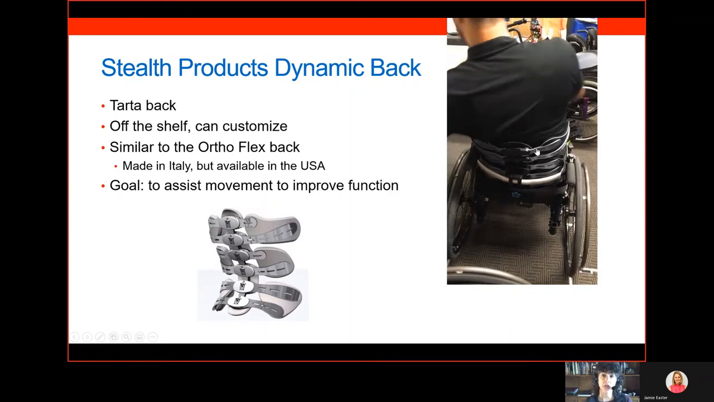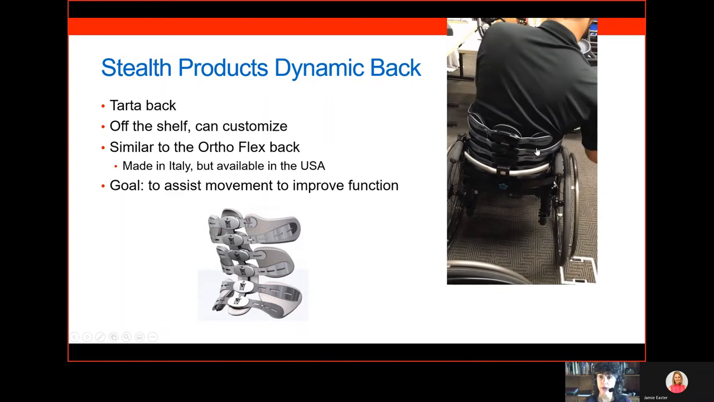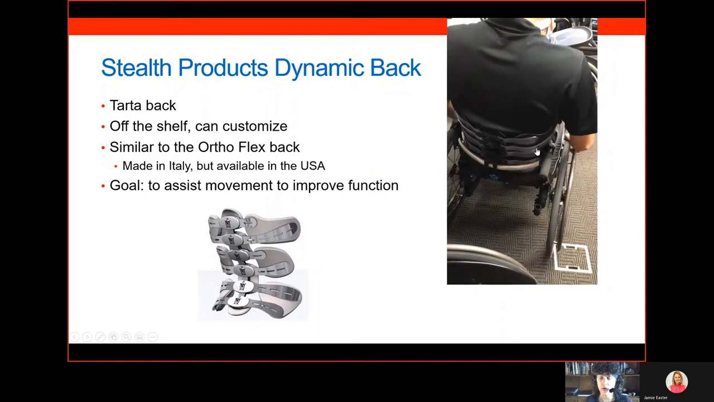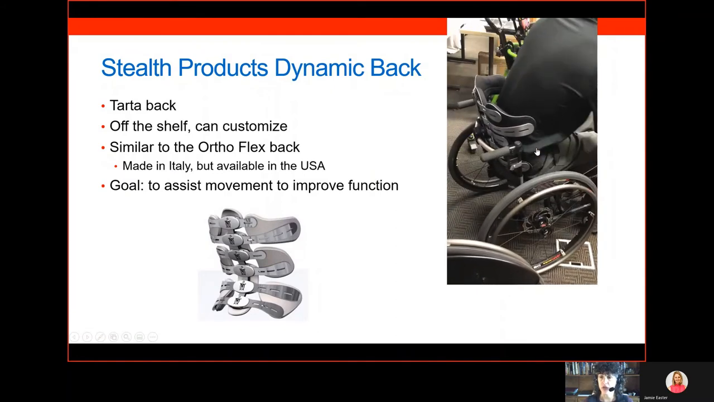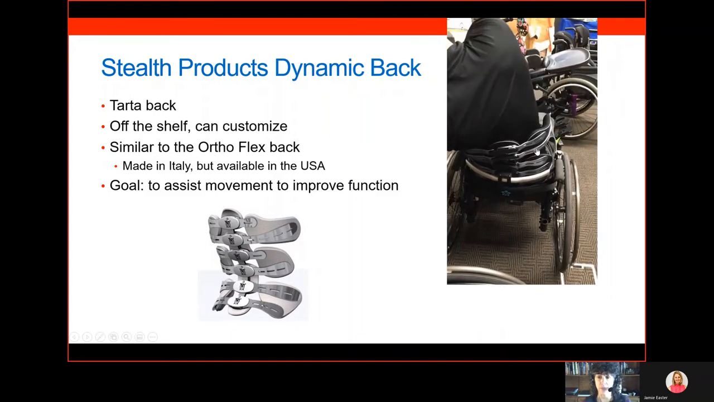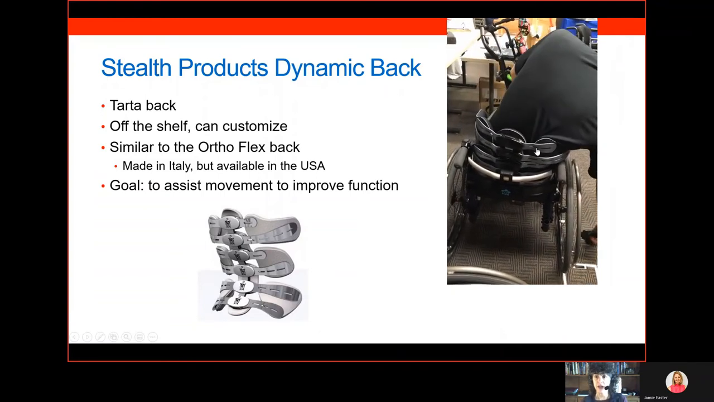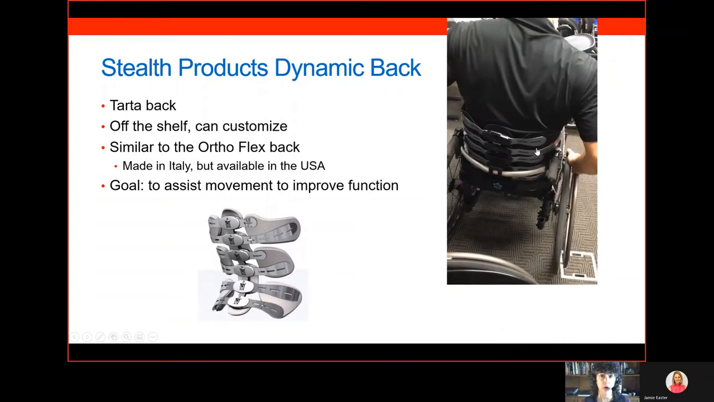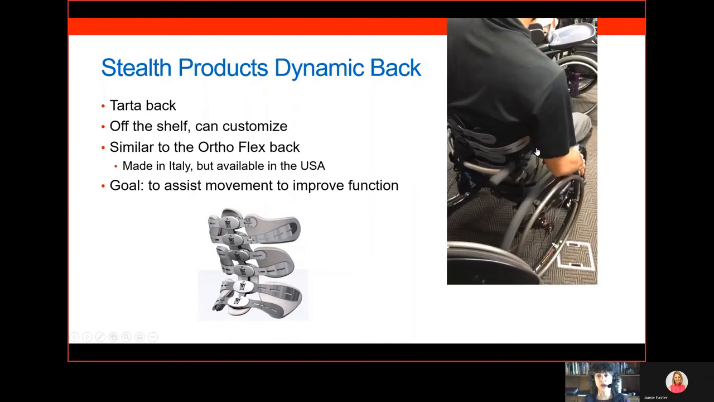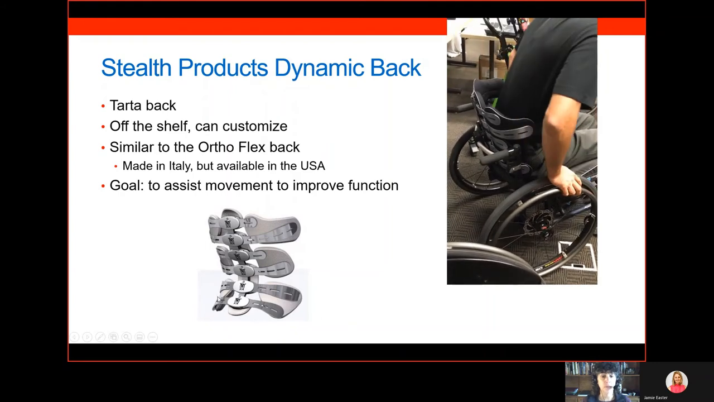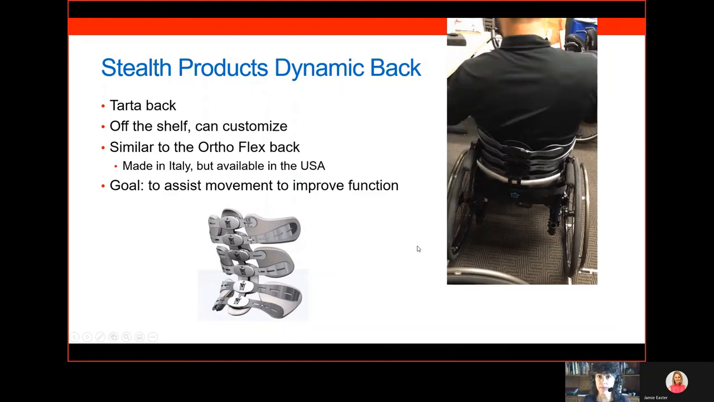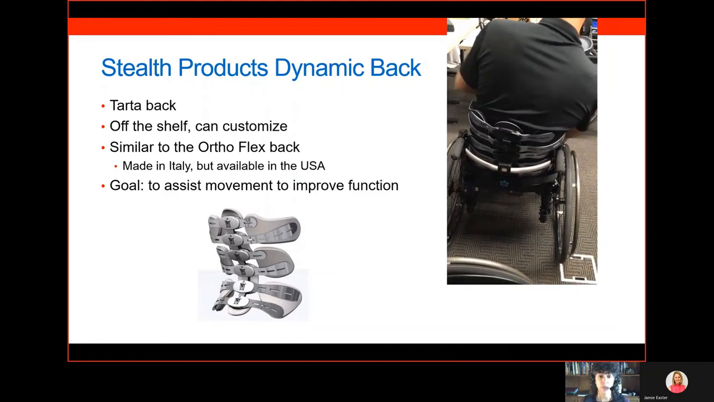Stealth Products also has the Tarta back, and this provides quite a bit of dynamic movement. This is typically used by someone who is a more active user. And you can see here that someone could reach to the side, reach back, and have that support as they do so because the back will move with them. You can change the height of this as well if someone needs support higher up on the spine. So it's off the shelf, but you can customize it. You can choose the shape of this spine and then provide the amount of flex that this person needs. It's made in Italy. It's available in the US from Stealth Products.